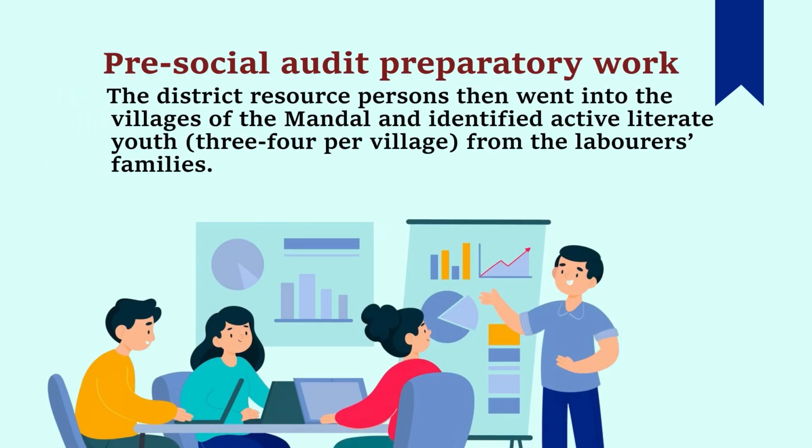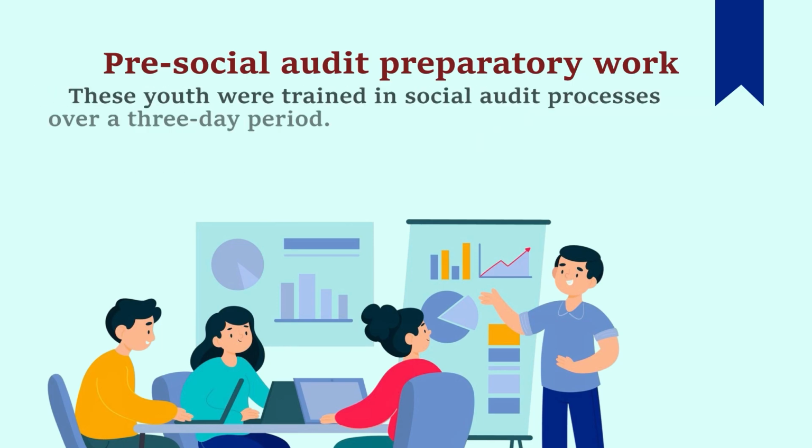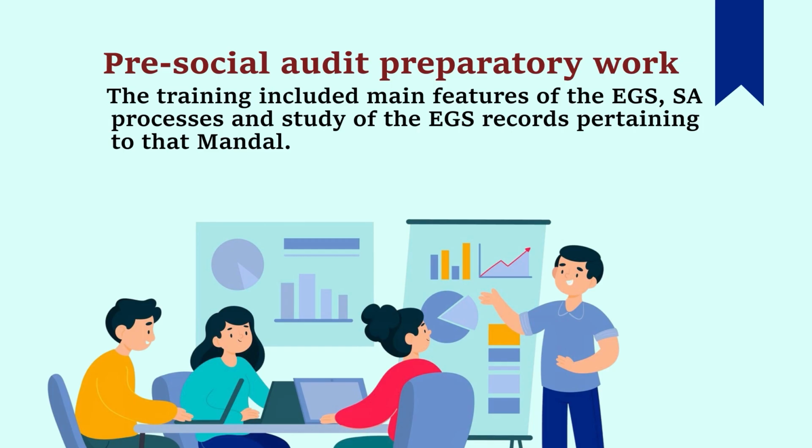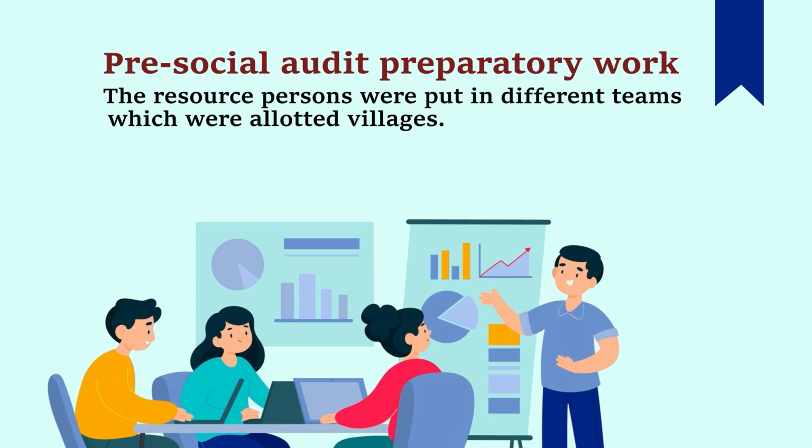The district resource persons then went into villages of the mandal and identified active literate youth from the laborers' families. These youth were trained in the social audit process over a 3-day period. The training included main features of EGS, social audit processes, and the study of the EGS records pertaining to that mandal. The resource persons were put in different teams which were allotted villages.